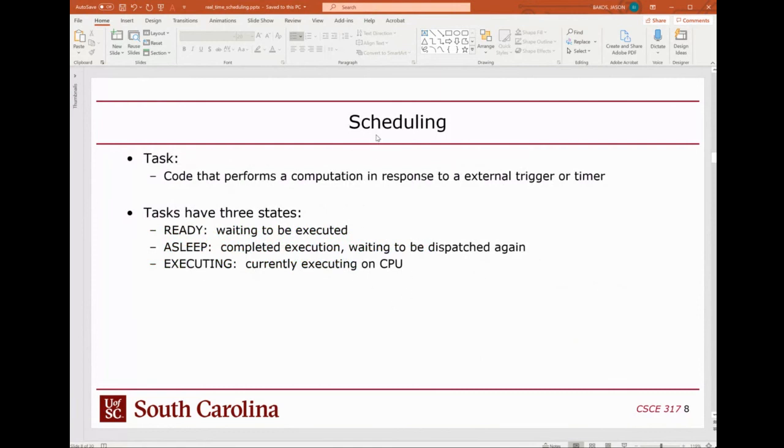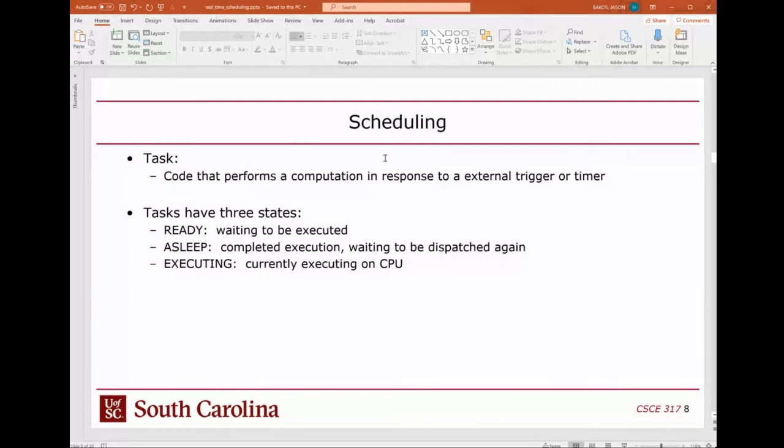Okay, so what about scheduling? So tasks can be in a number of different states, but there's 3 main ones. There's ready, which means it's ready to be executed, but it's not being executed, so it's kind of waiting. Then there's sleep, which means it's not ready. It might have completed execution, or maybe it's waiting to be dispatched, or it's waiting for an interrupt, or it's waiting for something, but basically it doesn't want to run. It exists, but it doesn't want to run. Not at this time anyway.